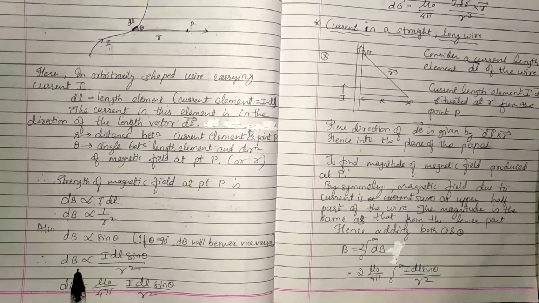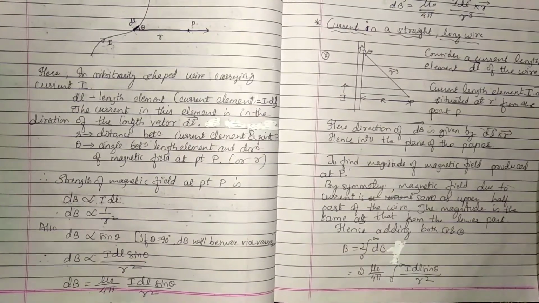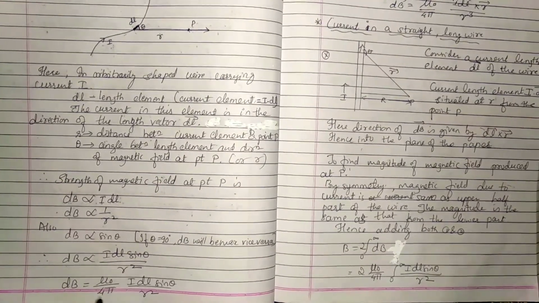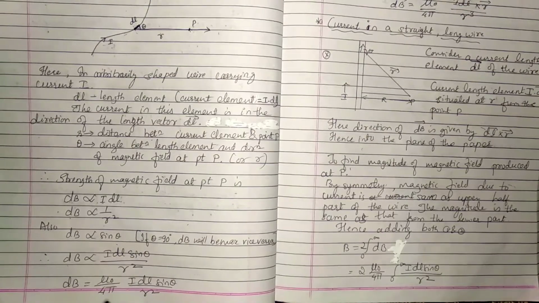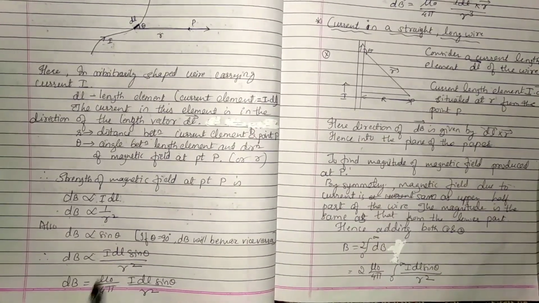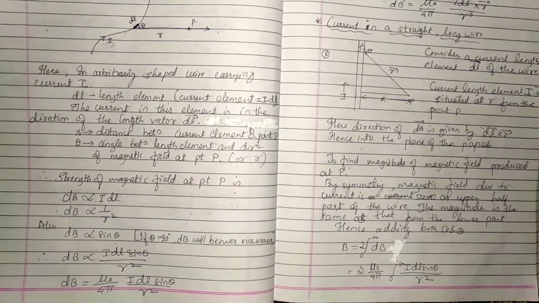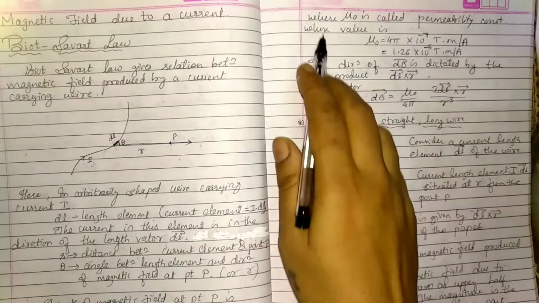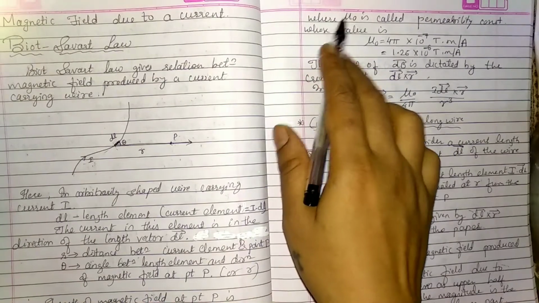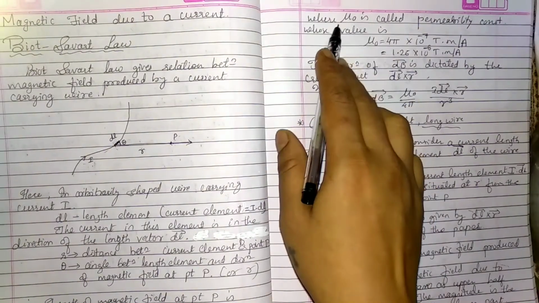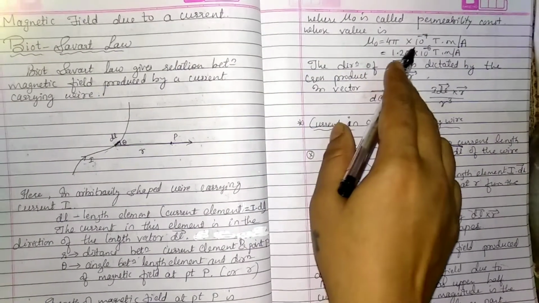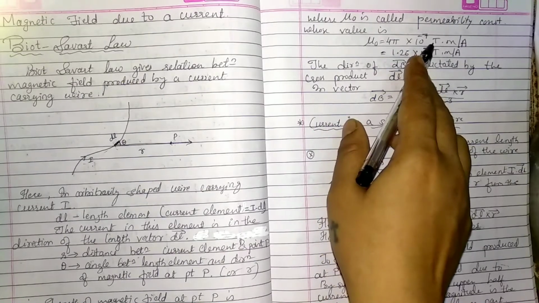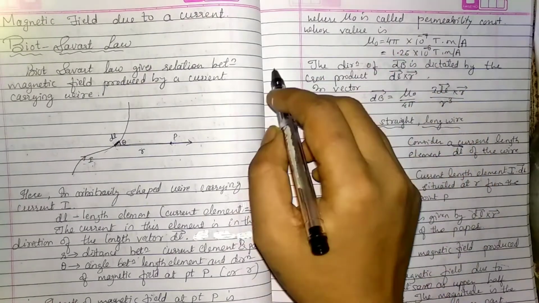The proportionality constant we are taking is mu naught by 4 pi, where mu naught is called the permeability constant. So dB equals mu naught by 4 pi, IDL sin theta by R square. As you studied in the 11th standard, mu naught is the permeability constant, whose value is 4 pi into 10 raised to minus 7 Tesla meter per ampere.